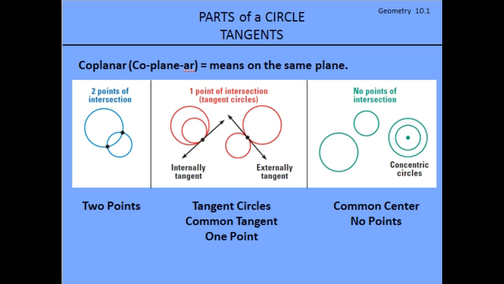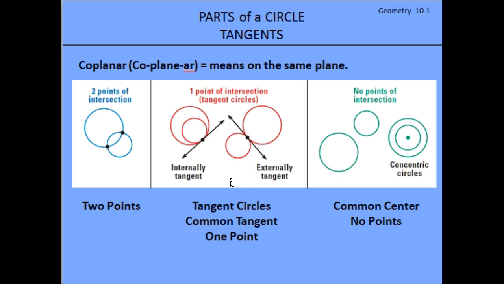Okay, so let's look at some of this information. First of all, here's a little reminder of what coplanar is. Coplanar means on the same plane. And remember that planes are flat and they go on forever in every direction. So here on the same plane, we have two circles that intersect. They don't have any tangent lines or anything. They're just two circles that intersect at 2 points.